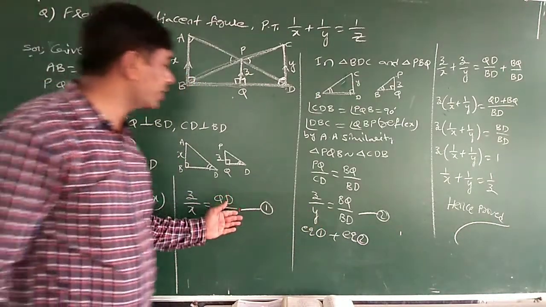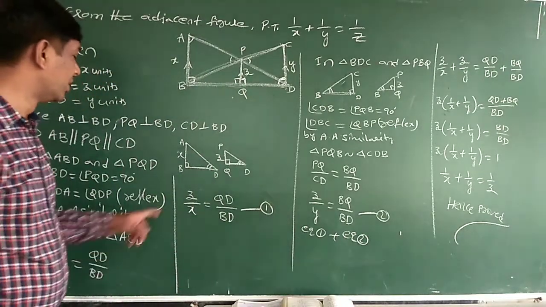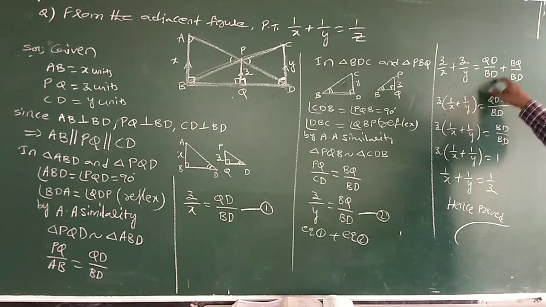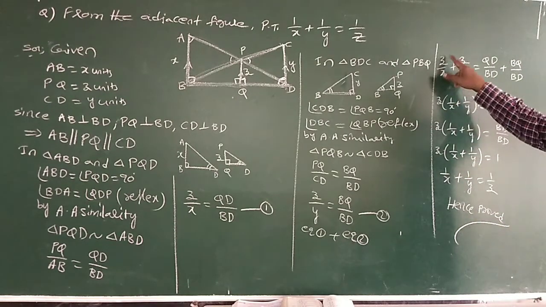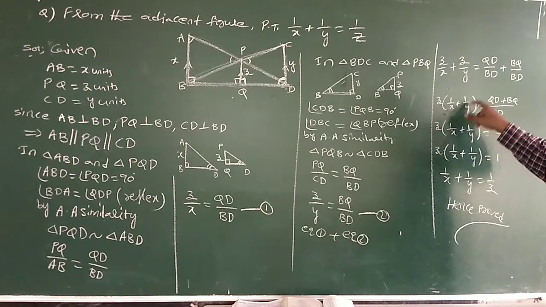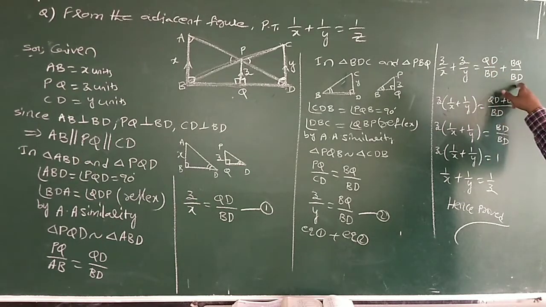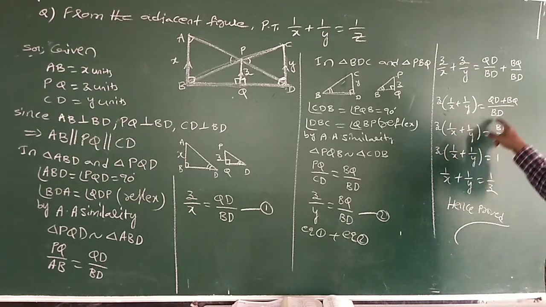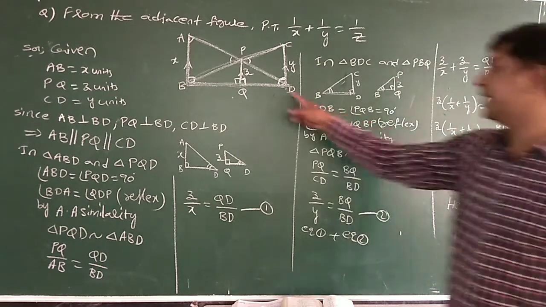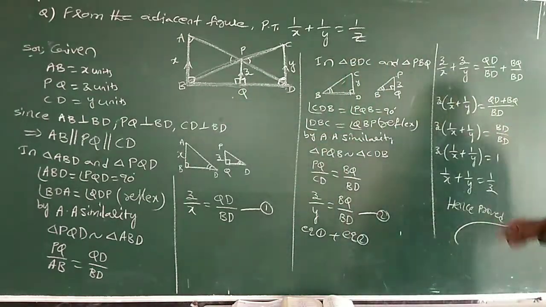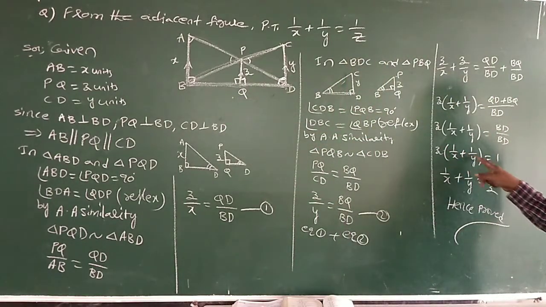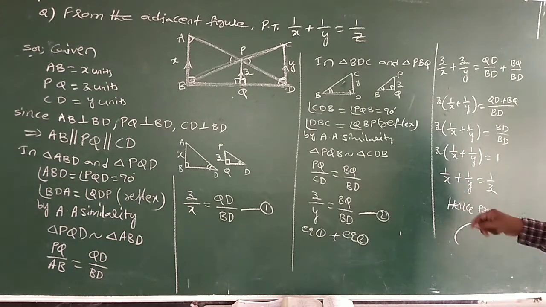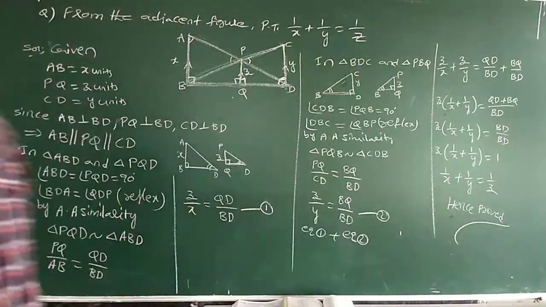Now add these two equations, equation 1 and equation 2. Z by X plus Z by Y on the LHS. RHS is QD by BD plus BQ by BD. Now take Z common: 1 by X plus 1 by Y is equal to, with BD as common base, QD plus BQ by BD. QD plus BQ is nothing but BD. So BD by BD means 1. Z into 1 by X plus 1 by Y is equal to 1. Taking Z to the other side, 1 by X plus 1 by Y is equal to 1 by Z. Hence proved.